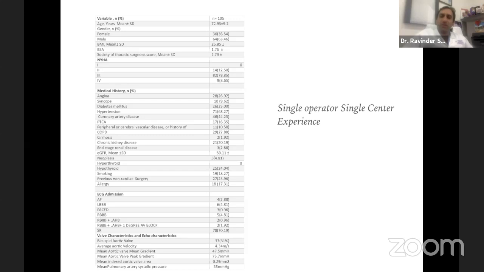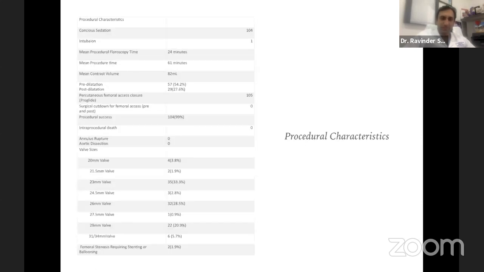About the valve morphology, 31% of patients had a bicuspid aortic valve, and this is what we are seeing in the Indian subcontinent, that the majority of patients have bicuspid aortic stenosis. Mean gradient was 47.5 millimeters of mercury, peak gradient was 75.7 millimeters of mercury, and mean indexed aortic valve area was 0.29. The mean PA pressure was 35 millimeters of mercury.